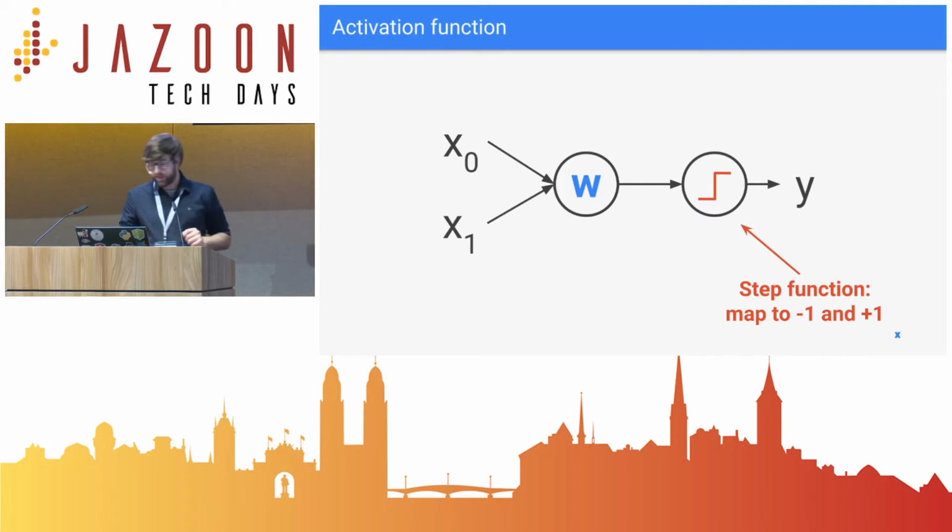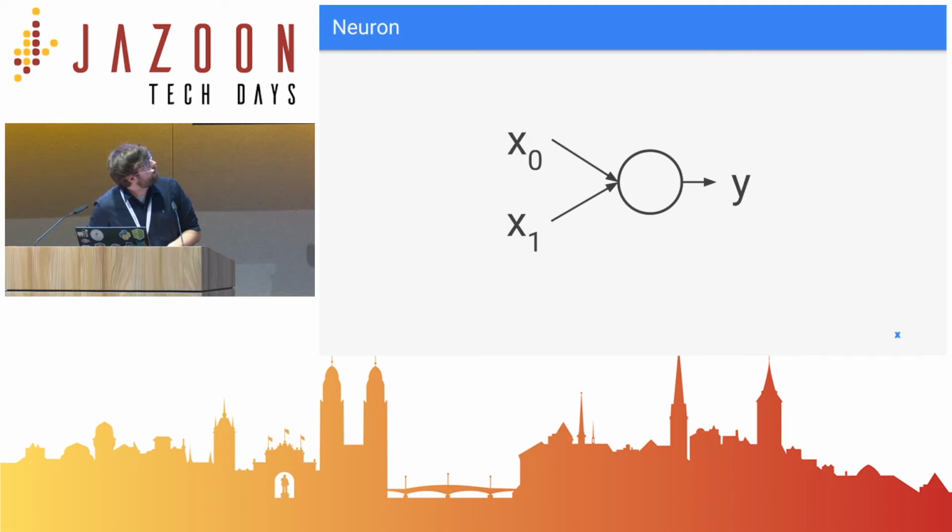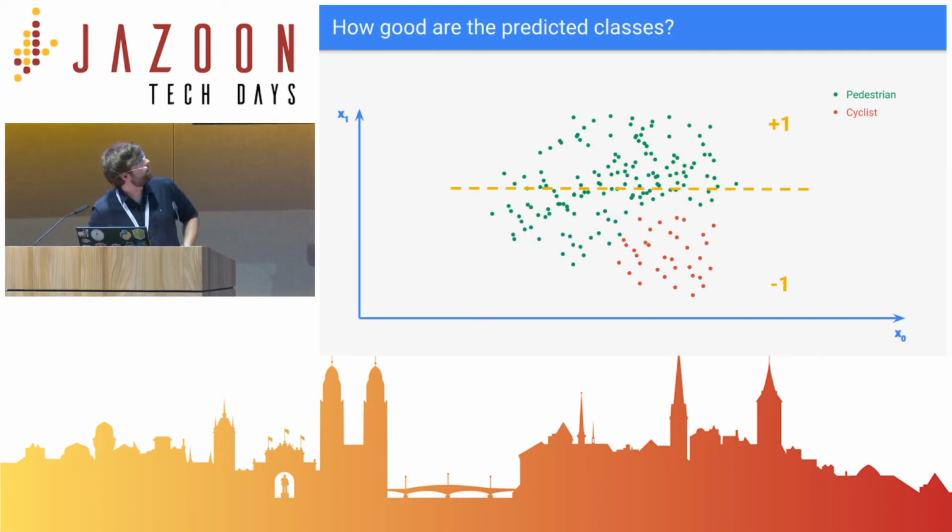It's a simple step function, for example, and it maps our values to -1 and 1. So now we simplify this again a little bit. We make a circle, and this is what we call a neuron. This will be the building block of everything that we use beyond this point.